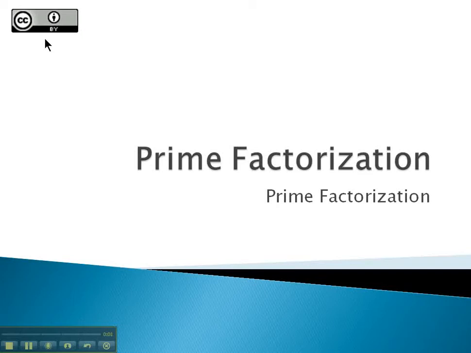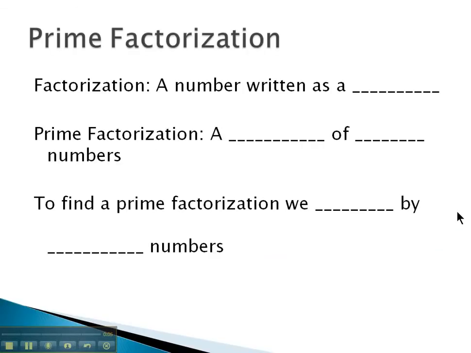In this video, we're going to take a look at finding what is called the prime factorization of a number. A factorization is simply a number that is written as a product. For example, a factorization of 12 might be 3 times 4, or something like 2 times 6, a number written as a product.